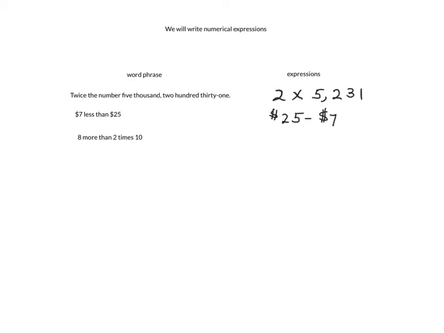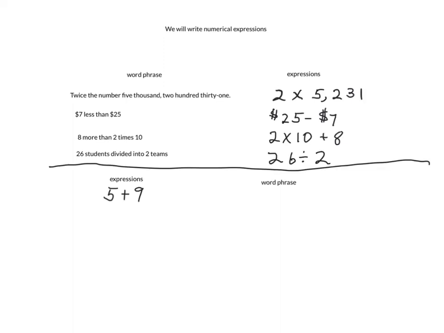The word phrase 8 more than 2 times 10 is written 2 times 10 plus 8 as a numerical expression. And the word phrase 26 students divided into 2 teams would be written as 26 divided by 2 as a numerical expression. Now, if I was given a numerical expression 5 plus 9, I could write it as a word phrase 5 plus 9, or I could write it as 5 more than 9.